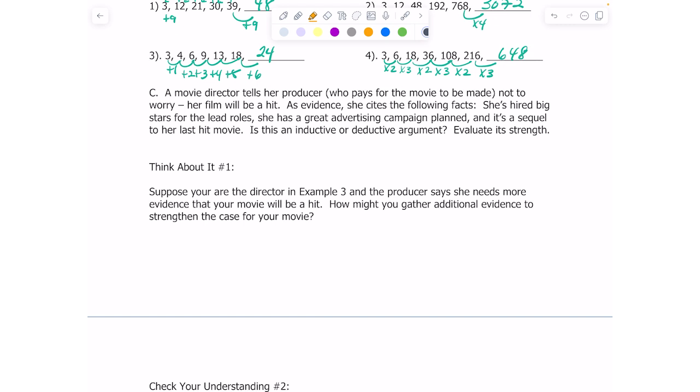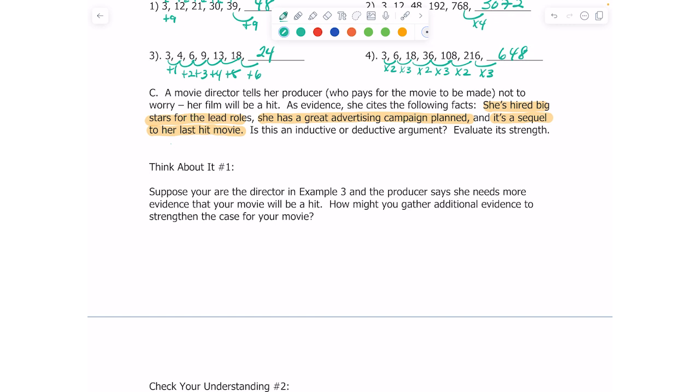If you said inductive, you're correct. There's 3 specific pieces of evidence there, right? So what's my evidence? My evidence is she's hired a big star or stars for the lead roles. That's one piece of evidence. So that's a premise. She has a great advertising campaign planned. That's a second premise. And it's a sequel to her last hit movie. So you've got 3 premises, and then what's the conclusion? That the film will be a hit. Okay, so you're going from specific premises to a conclusion, which is that the movie is a hit.